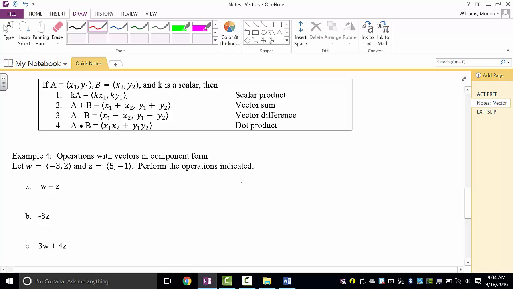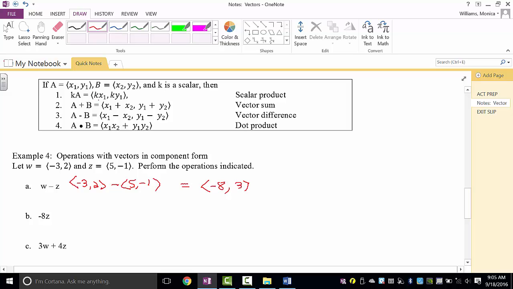Perform the indicated operations. So W minus Z is very simple. We subtract the two vectors. Vector W minus vector Z. Follow the rules here in your text box. So you subtract your two x's. So negative 3 minus 5 yields negative 8. Then you subtract your two y's, y1 minus your y2.